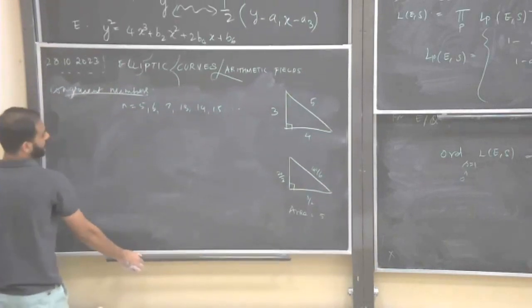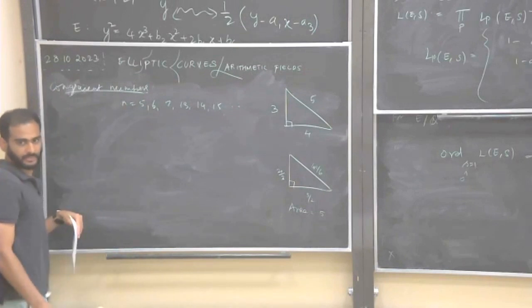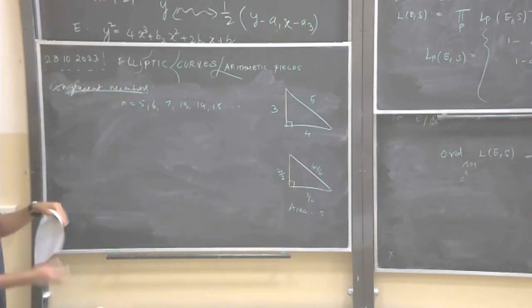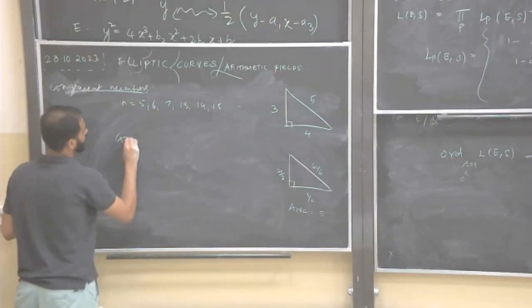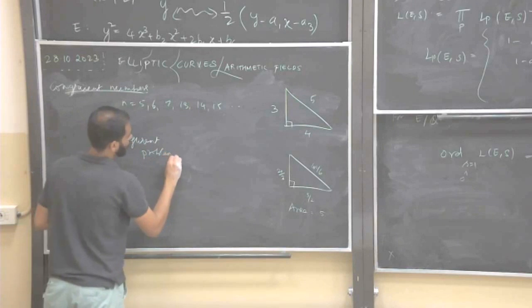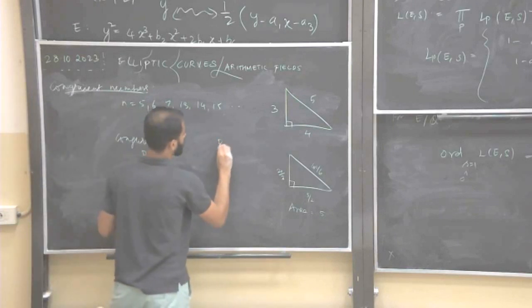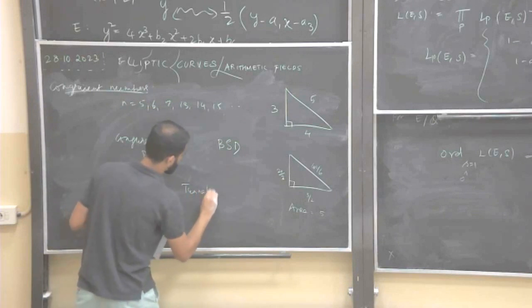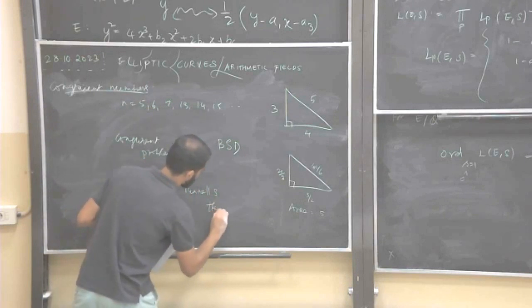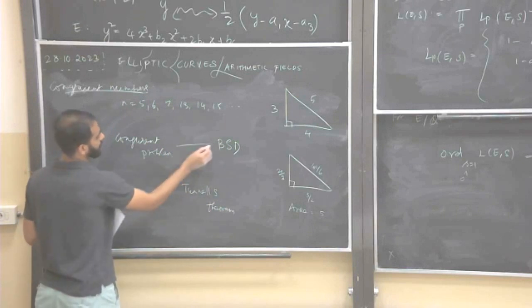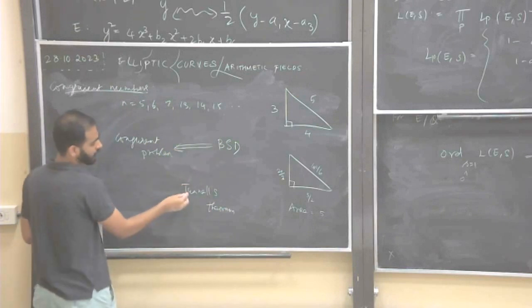And this was actually called Tunnell's theorem. So Tunnell's theorem gives, we have three parts. We have the congruent number problem on one hand, we have BSD on the other hand, and we have Tunnell's theorem on the other hand. So assuming BSD, you know that this is true. Assuming Tunnell's theorem, you know that this is almost true.